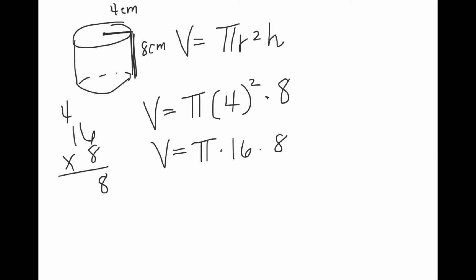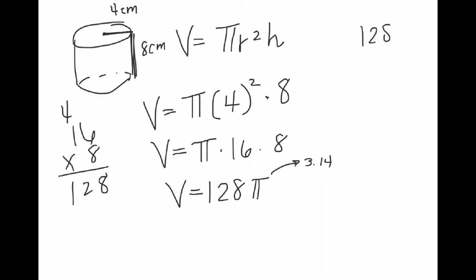16 times 8: 8 times 1 is 8, plus 4, 12. So there are 2 potential answers here. It could be 128 pi, where we leave the pi just like that, okay? Or we can multiply by pi. Pi is 3.14. We can multiply by pi to simplify the answer even further.